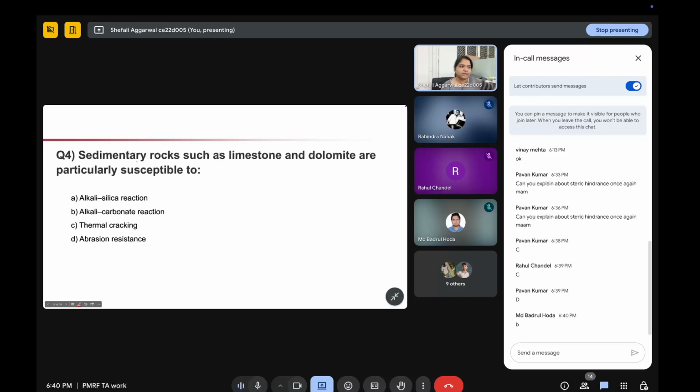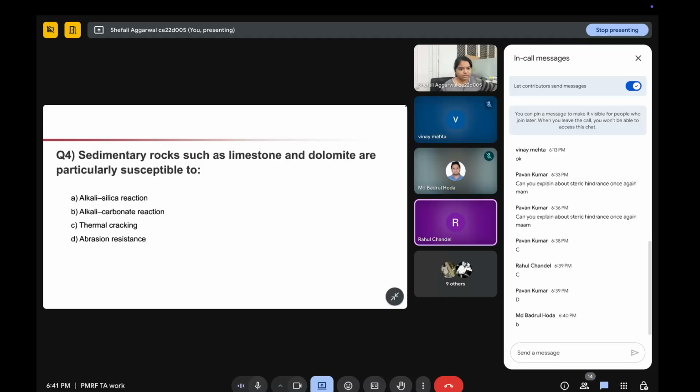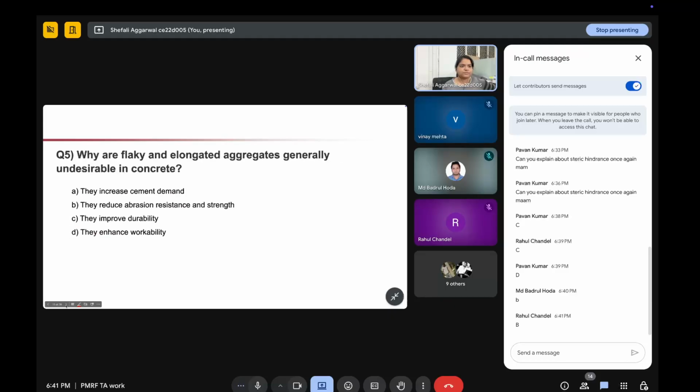Next question is, sedimentary rocks such as limestone and dolomite are particularly susceptible to alkali silica reaction, alkali carbonate reaction, thermal. Correct. So this was directly given in the slides. When we are using sedimentary rocks which have more carbonates, it will cause alkali carbonate reaction.